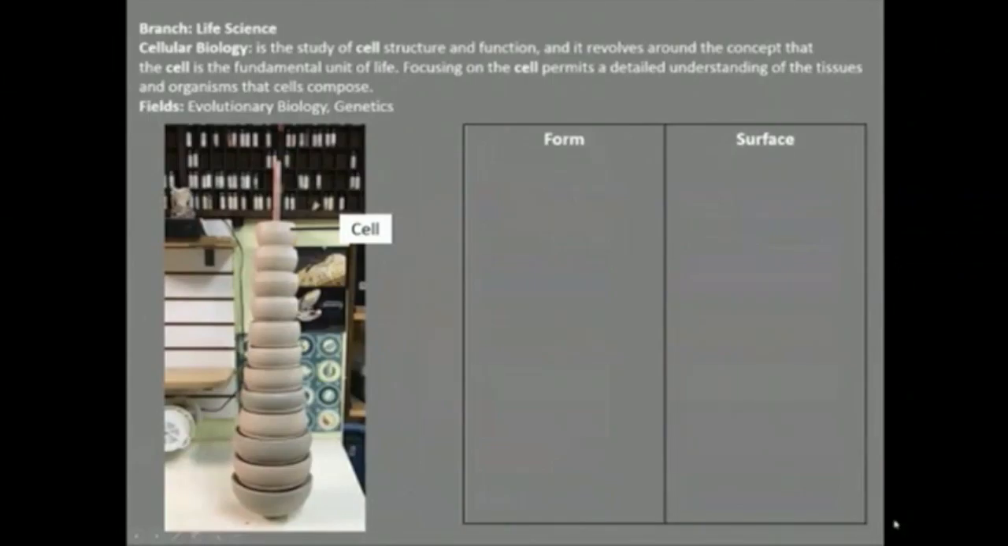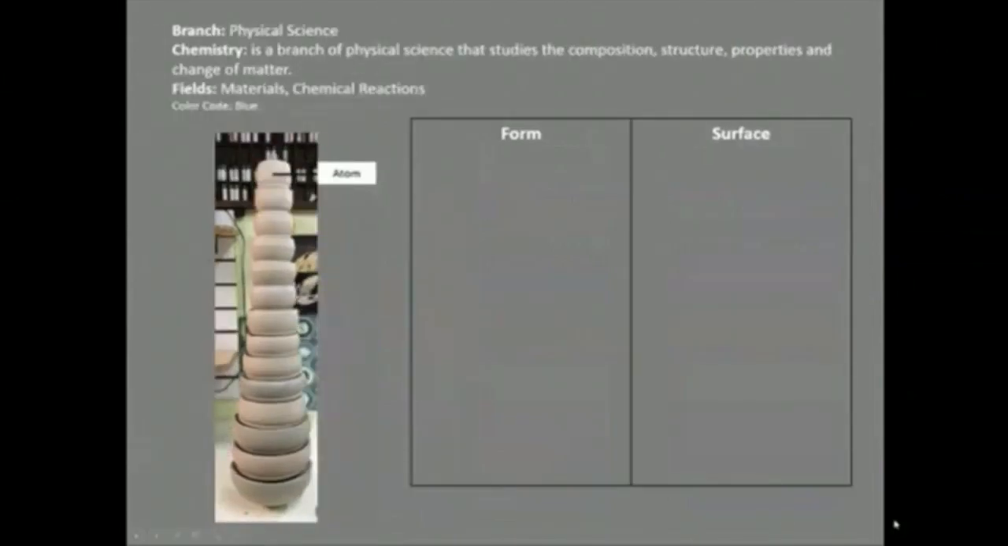So in addition to sculpting the form, I have the ability to put imagery on the form, with decal work, with drawing, hand drawing. So something to consider. So now we're into physical science. Chemistry is a branch of science, a physical science that studies the composition, structure, properties, and change of matter. So materials, chemical reactions. Color code would be blue for this area.